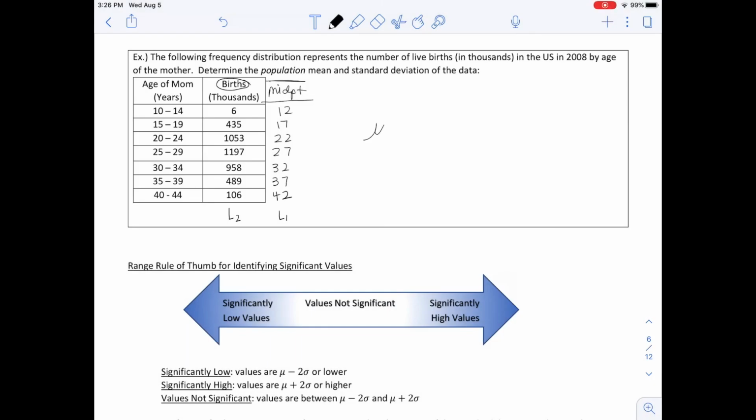From the calculator, we get our mean, which is mu, is equal to 27.37, and our standard deviation, which is sigma, is equal to 6.28. The units for both of these are in years. So I'm going to go ahead and write years for both.